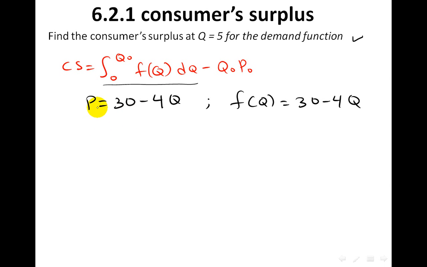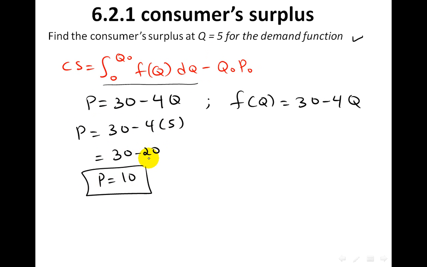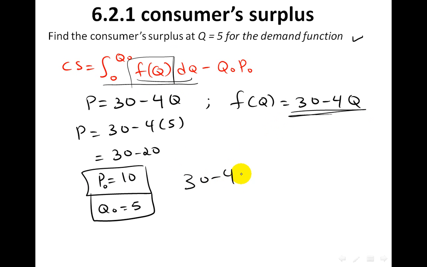Here I need to know the value of p, because I'm asked about p. You already know the value of q, so you're only supposed to plug in 4 times 5 instead of this q. So it will be 30 minus 20, so the value of p is 10. You can use p and q with or without the sub naught, they represent the same idea. Our quantity is 5, and f of q is already given to us as 30 minus 4q.